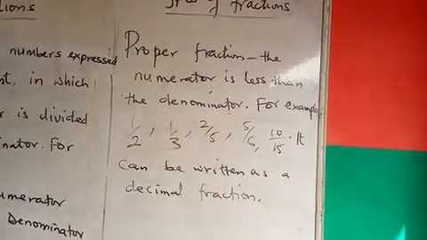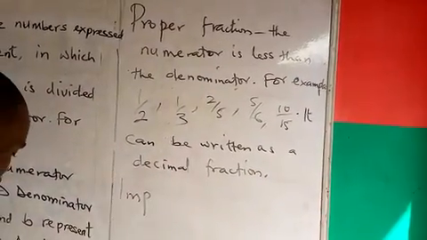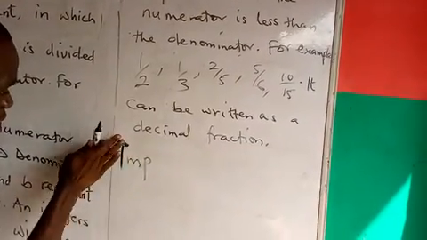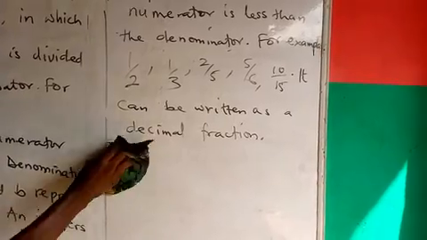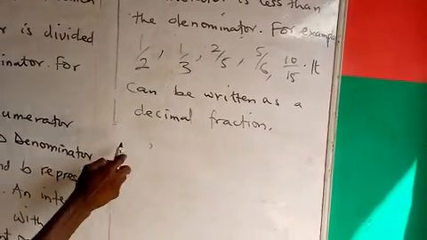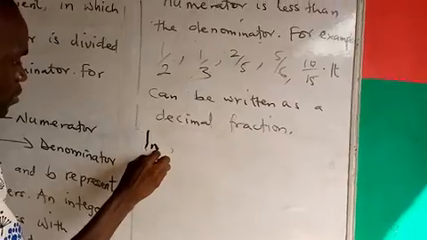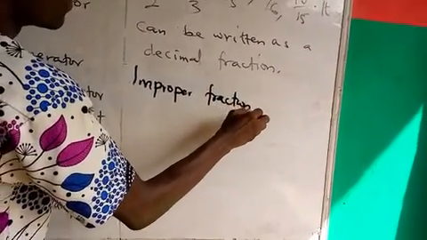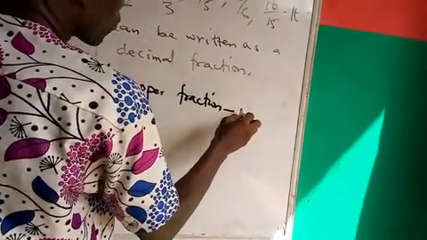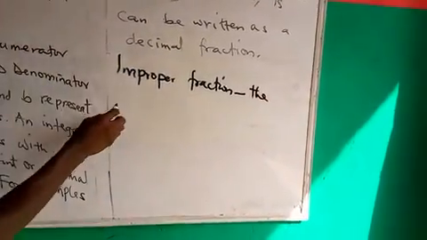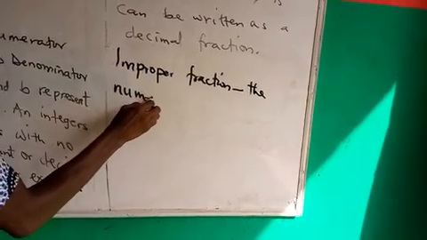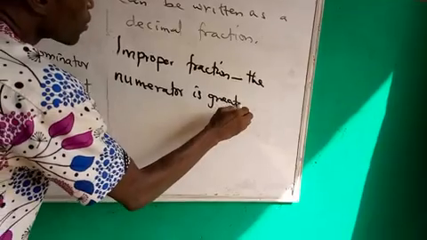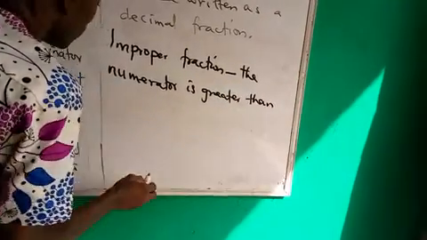Okay, let us now look at the other type, improper fraction. In this one, the numerator is greater than the denominator.